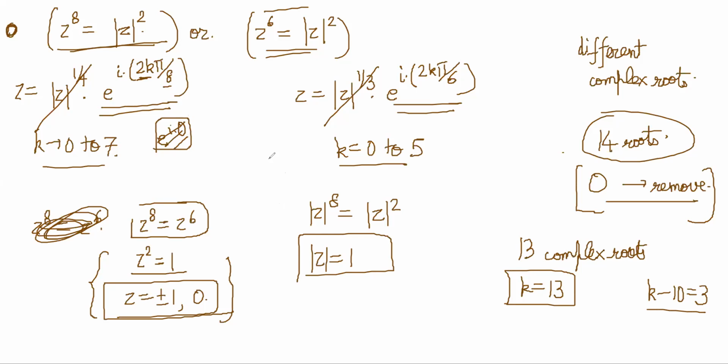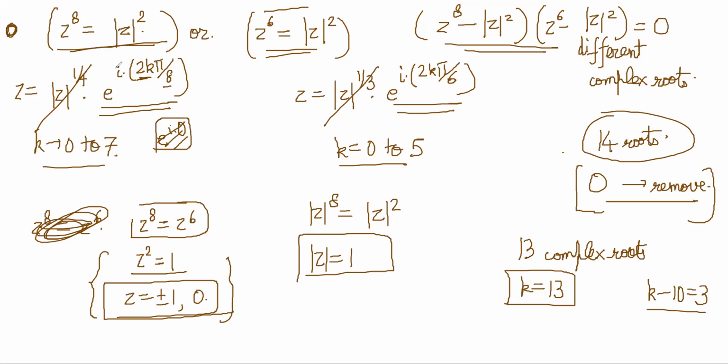But majorly the question was over when we got it as a factorization. This is the main part of the question. You have to get this. And also notice that this modulus will be 1, because you can take mod of both sides, and mod z to the 8 is equal to mod z square. This is only true when mod z is 1.